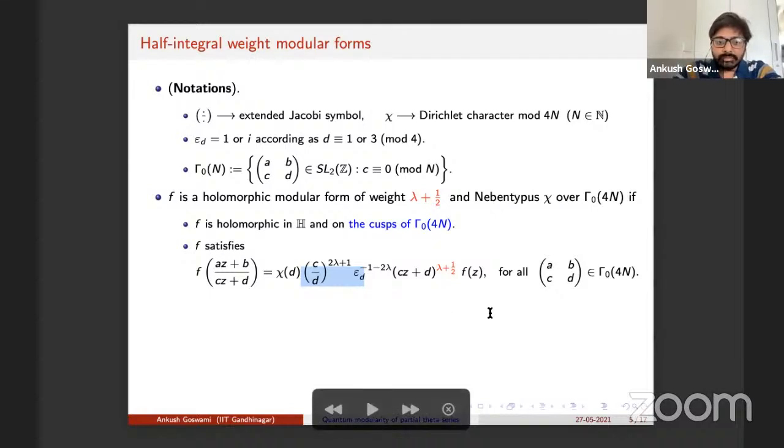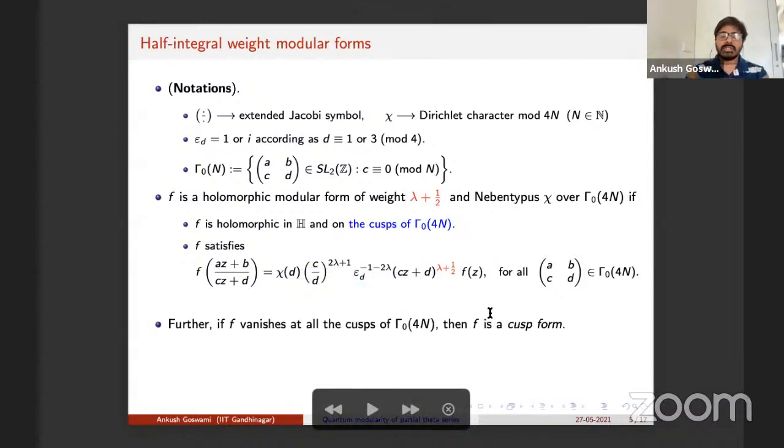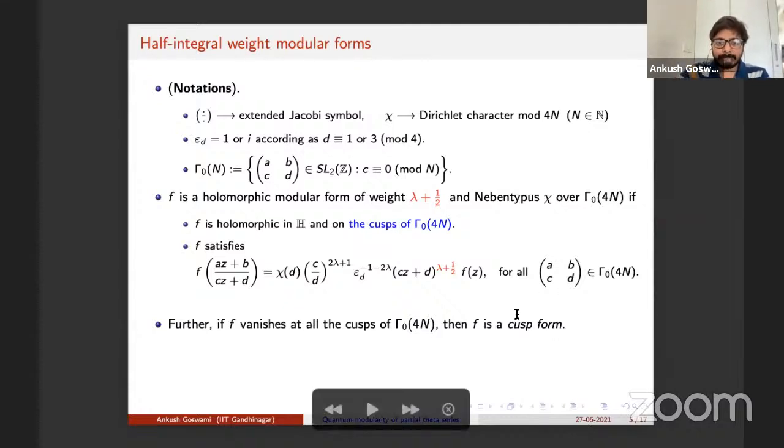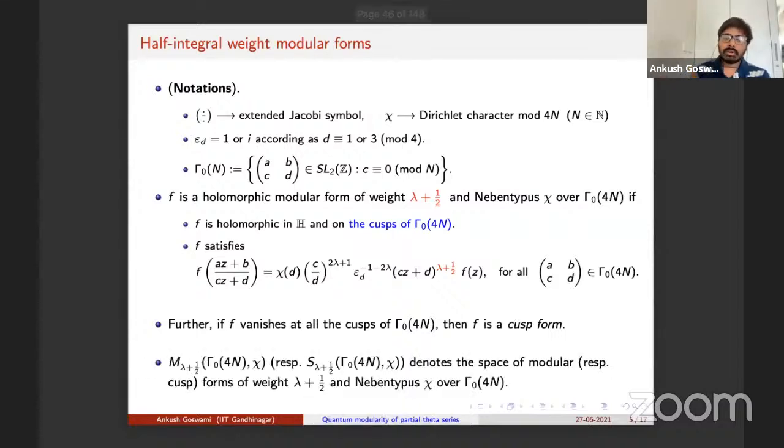Okay. And then if the function f vanishes at all the cusps of gamma sub 0 4n, then it is called a cusp form. And then we denote the space of modular forms of weight lambda plus 1/2 and Nebentypus chi over gamma sub 0 4n by M sub lambda plus 1/2 of gamma sub 0 4n comma chi, and the corresponding space of cusp forms is denoted by S sub lambda plus 1/2 of gamma sub 0 4n comma chi.